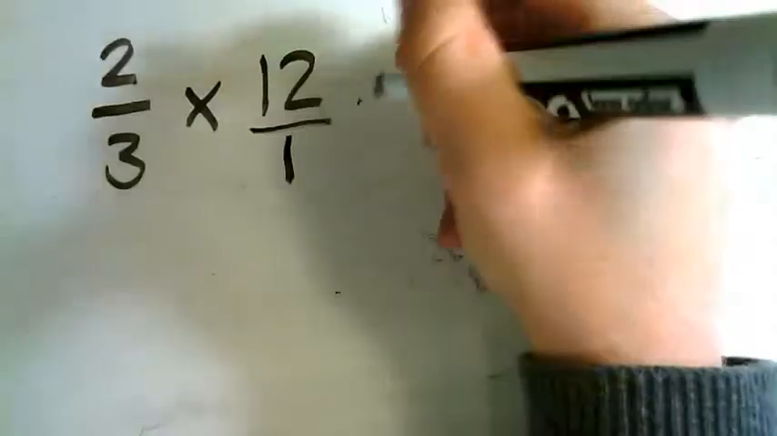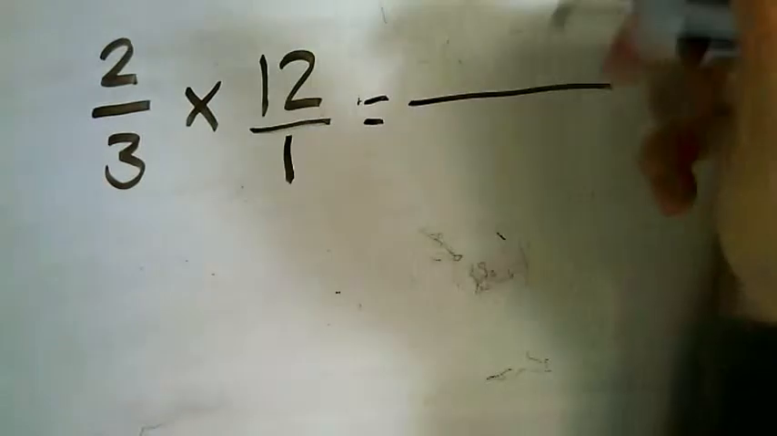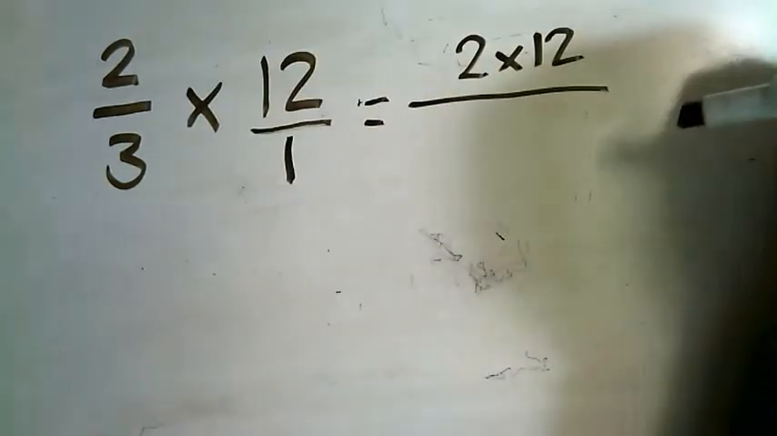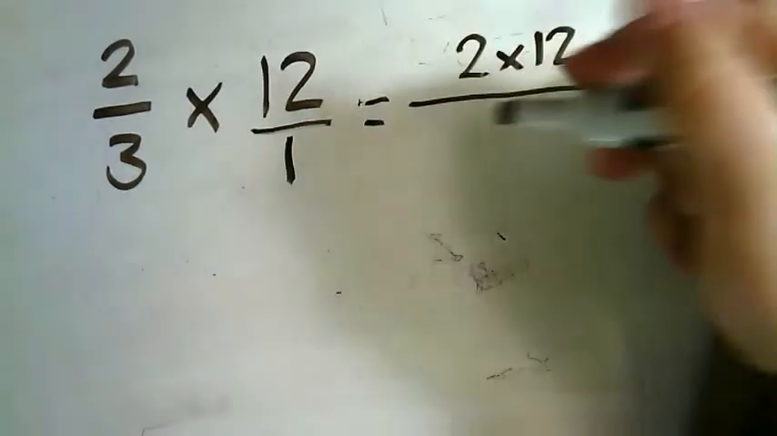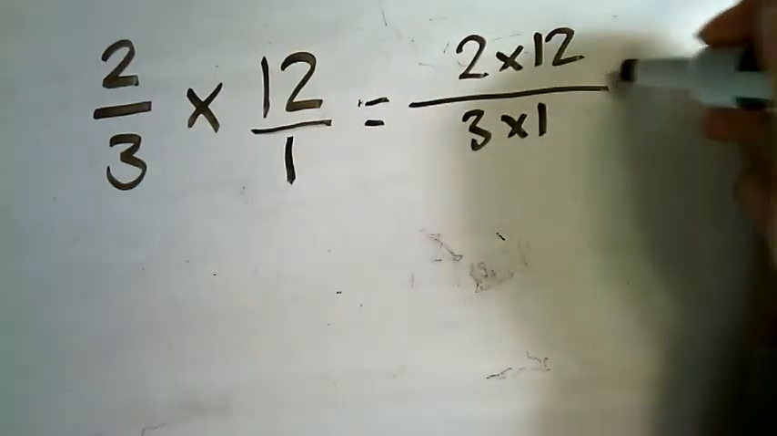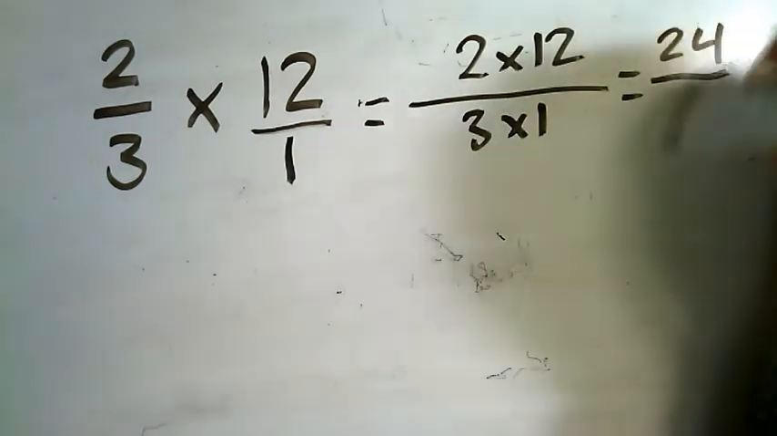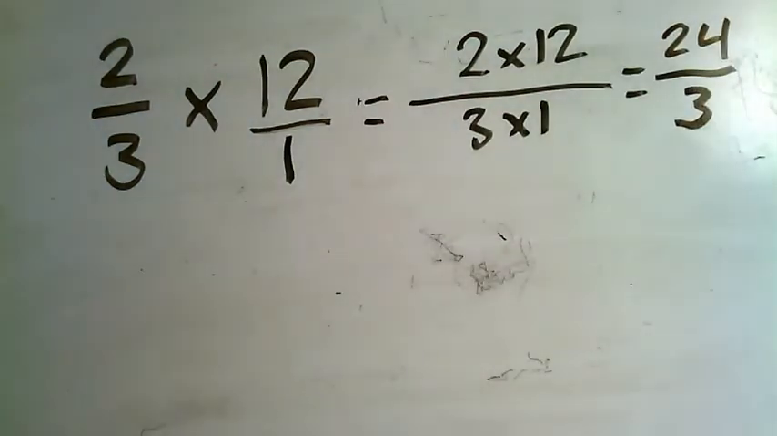Then standard algorithm tells us that we multiply the two numerators, 2 times 12, and we multiply the two denominators, 3 times 1. 2 times 12 is 24, over 3 times 1 is 3. So 2/3 times 12 equals 24 over 3.